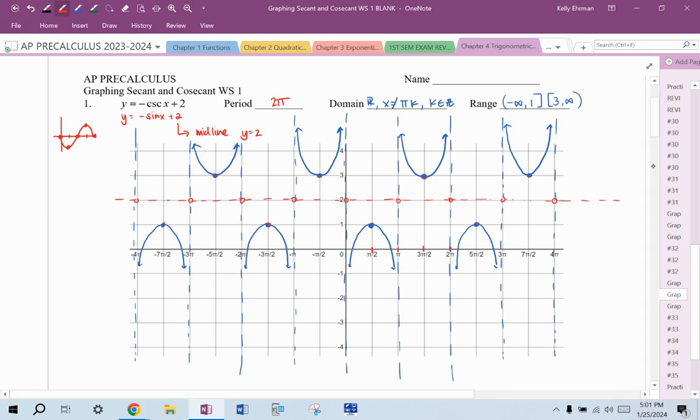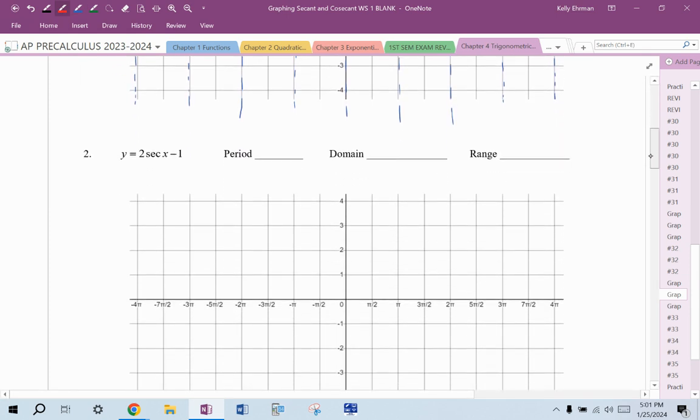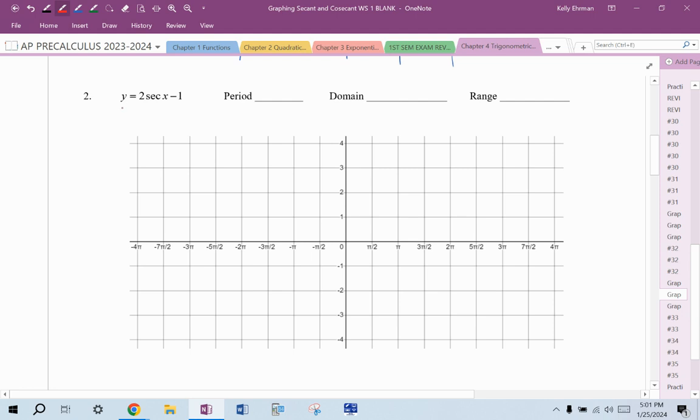All right, so that graph is finished. Let's look at the next one. This one is y equals 2 times secant x minus 1. So this is going to be 2 times cosine x minus 1 as the graph that I outline.